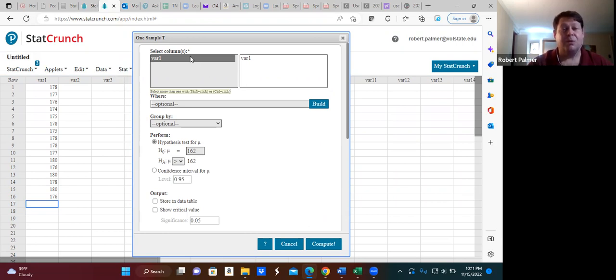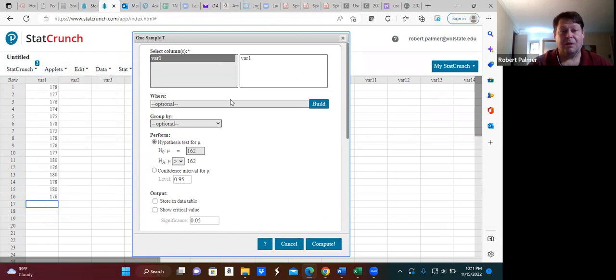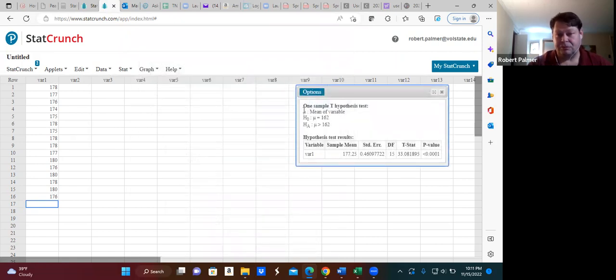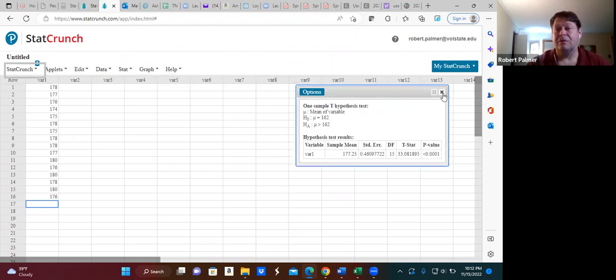Okay, so once again, double check, make sure everything is right. We chose the correct column. Our null hypothesis is mu is equal to 162. The alternate is mu is greater than 162, and that's it. So hit compute. And once again, the same thing. Let's copy this and paste this into our Word document.